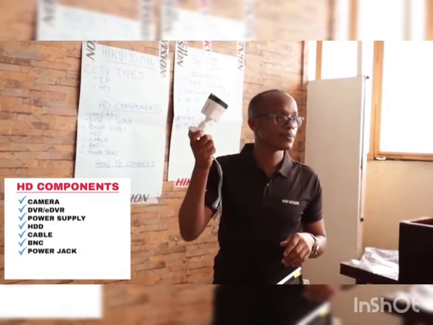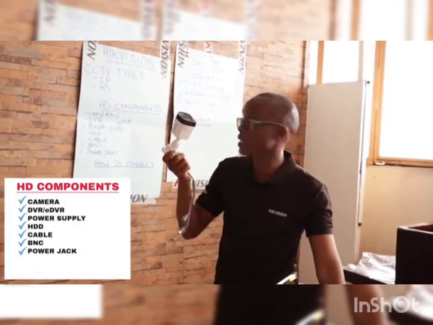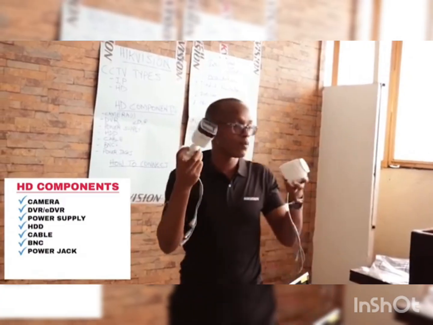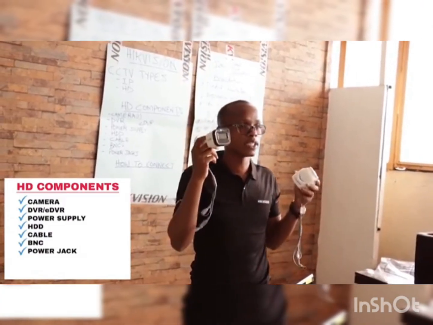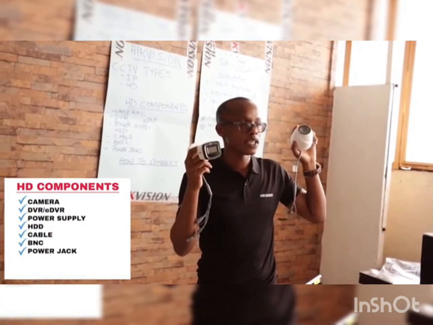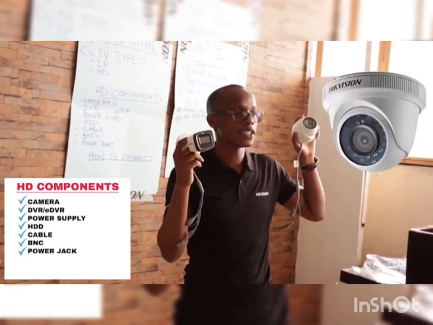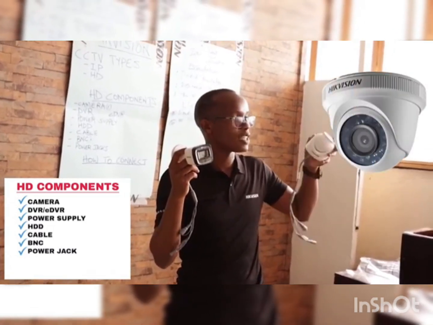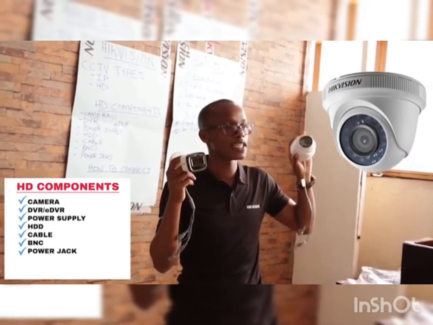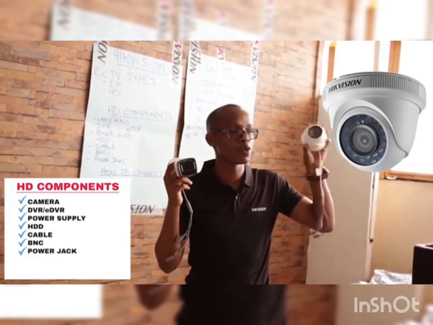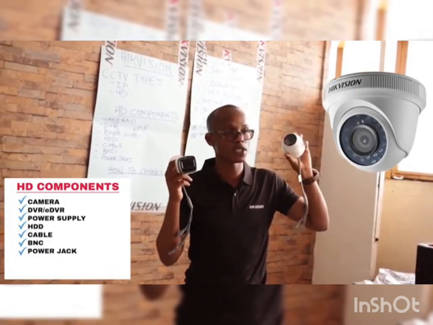Number one will be a camera, a CCTV camera. We have two types mostly. This one, most people call it a dome. It has another name, turret. There's another type that is glass, the whole of it, which you cannot adjust. That is the one truly called a dome. But very many people refer to this one as a dome also because it is round.